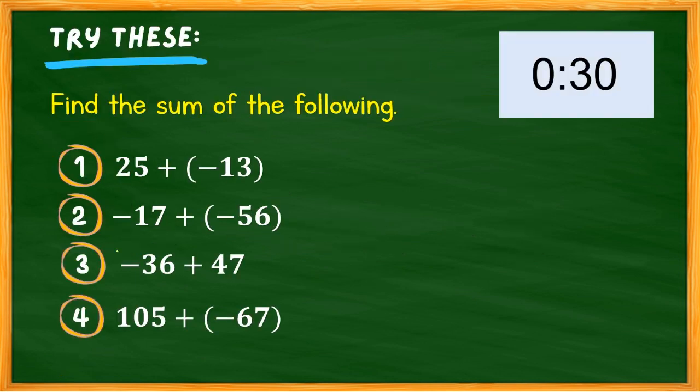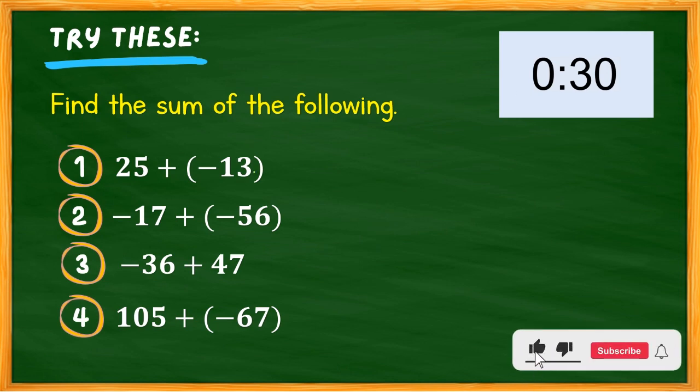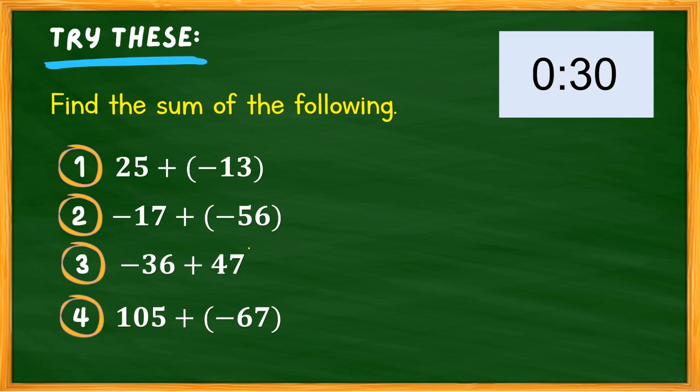Now, let's try this one. Find the sum of the following. Number 1, 25 plus negative 30. Number 2, negative 17 plus negative 56. Number 3, negative 36 plus 47. Number 4, 105 plus negative 67. You have 30 seconds to do this. Your timer starts now.